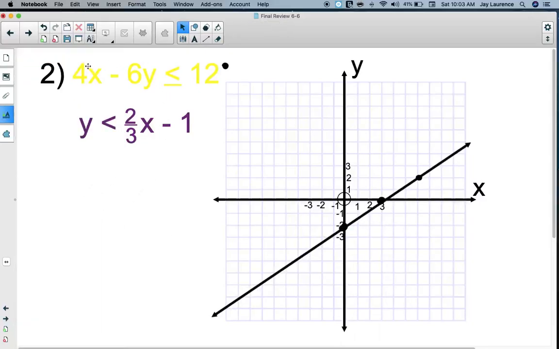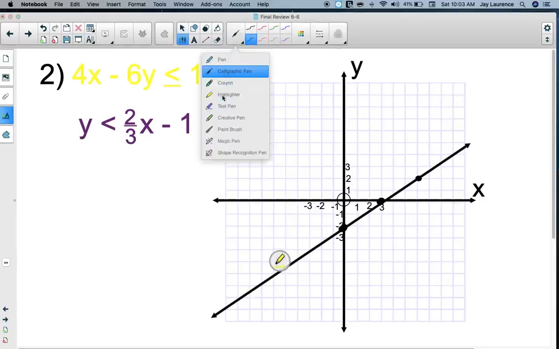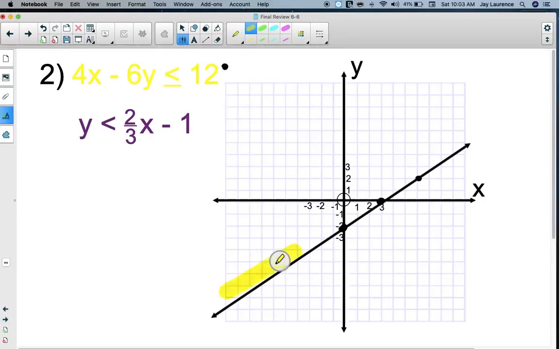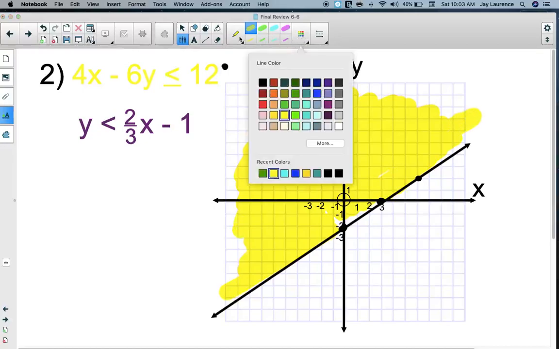Now, if I plug 0, 0 in, I get 0 is less than 12. That is absolutely true. And so I am going to shade above the line. There we go. All right, now this purple kind of one.